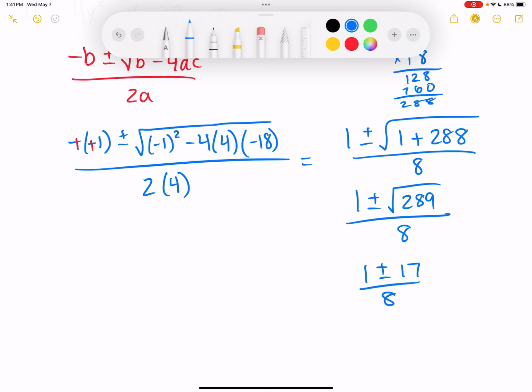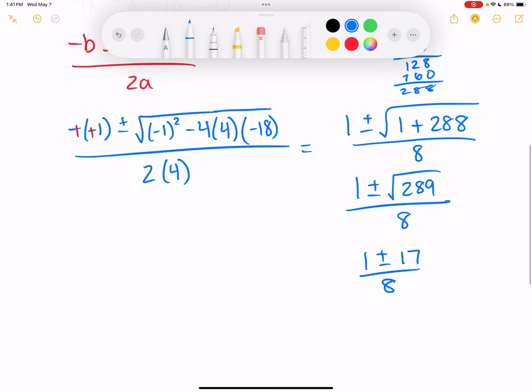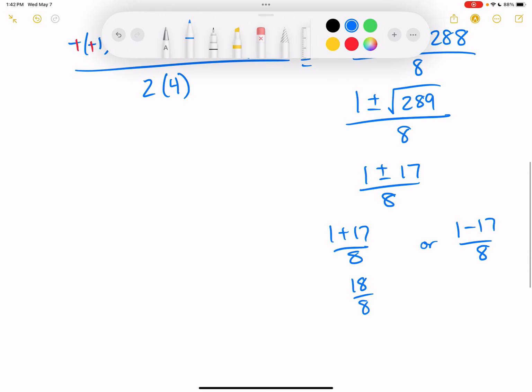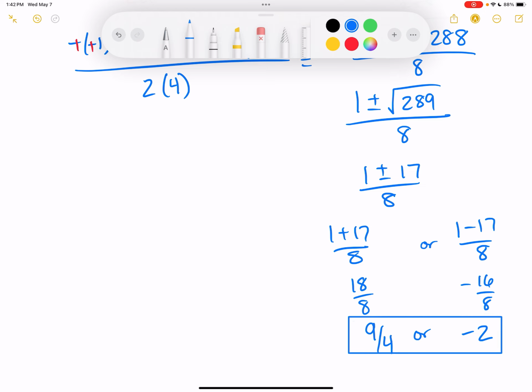Now, if this happens, we are going to have 2 distinct answers, okay? So at that point, I'm going to split this up. It's going to be 1 plus 17 over 8 or 1 minus 17 over 8. So this ends up being 18 over 8, which reduces to what? 9 over 4. Or over here I've got negative 16 over 8, which is negative 2. And that's going to end up being your 2 answers there.